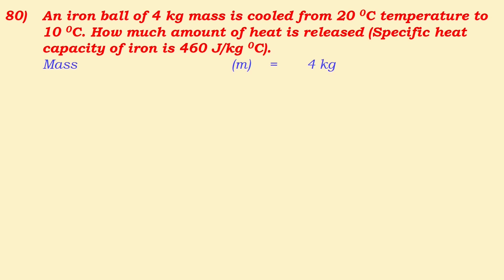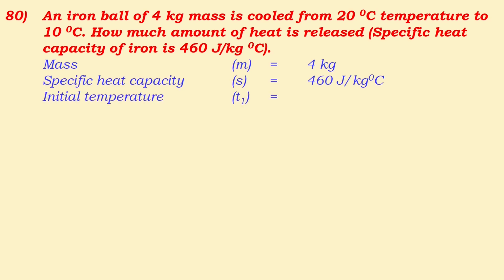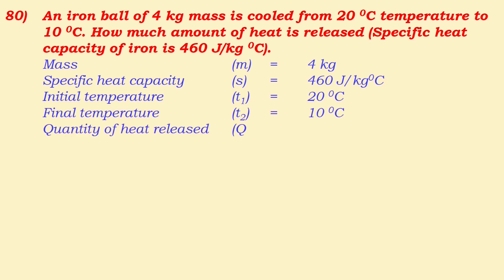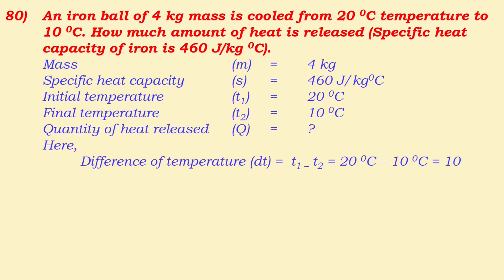Okay, the given is mass m equal to 4 kilogram. Iron ball is 4 kilogram. Next given is specific heat capacity 460 joule per kg degree Celsius. Another given is initial temperature which is 20 degrees Celsius and final temperature 10 degrees Celsius. Now what are we going to find out? Quantity of heat again. Here the difference of temperature is T1 minus T2, 20 degrees Celsius minus 10 degrees Celsius. Difference can never be negative. That's why it is 10 degrees Celsius. Now we have Q equal to m into S into dt.